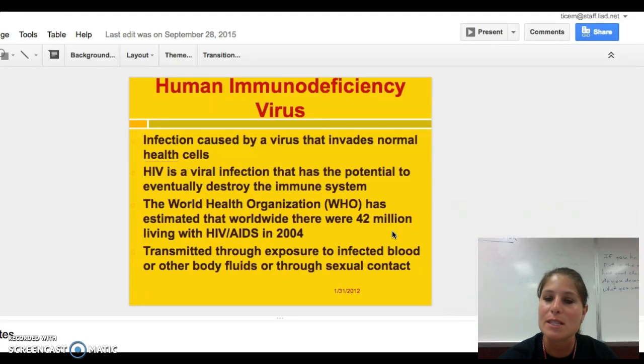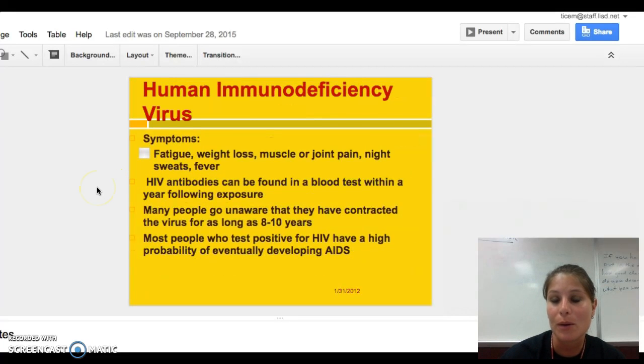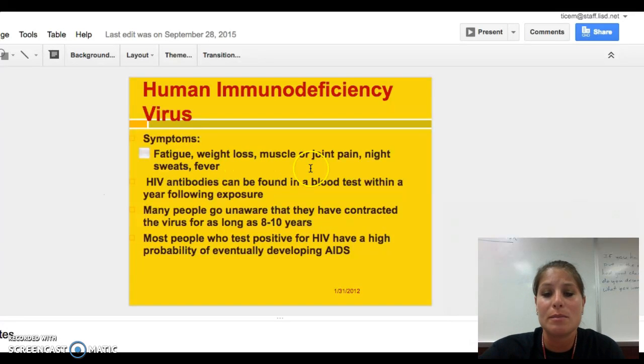HIV is spread through sexual contact, or coming in direct contact with body fluid. That can be blood, but most of the time it is semen. So, signs and symptoms: fatigue is a big one, just not having enough energy, you're overly tired. Weight loss is a big sign, and it's kind of dramatic weight loss, and not because you're trying to lose weight. There is muscle and joint pain, but a big key is night sweats and fever. Having night sweats and fever are something that people look for.